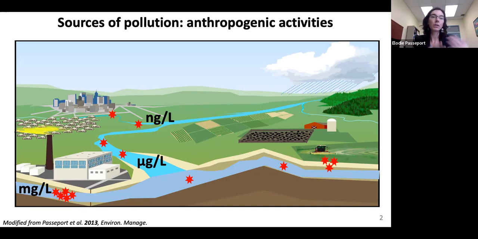And so the use of all of these different chemicals and materials results in their presence in the environment, and that can be in the low nanogram per liter range, for example, for some pharmaceuticals in some rivers, up to the very high milligram per liter range, for example, at contaminated sites.